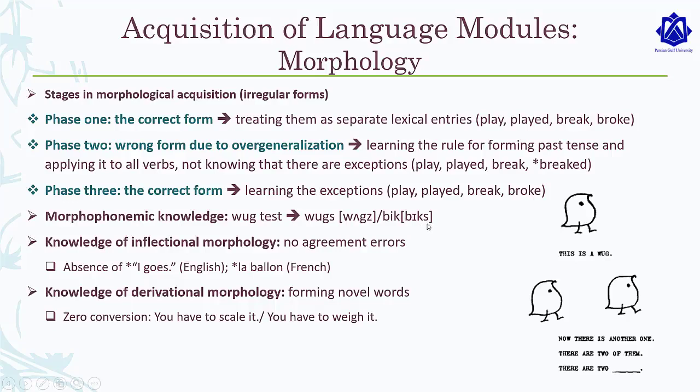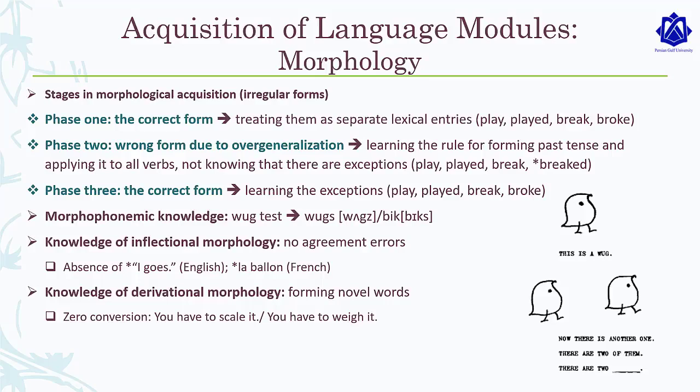What are those two sounds? Plural morpheme, which is said to be z in the basis, would change to a voiceless sound when it is near a voiceless sound. And it would remain voiced if it is after a voiced consonant. So therefore we have wugs and biks. And children followed this rule, this morphophonemic rule, and they produce wugs and biks. Based on this test, they could say that children have morphophonemic knowledge.